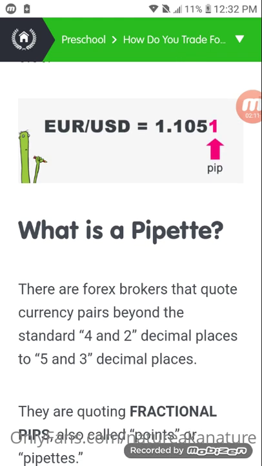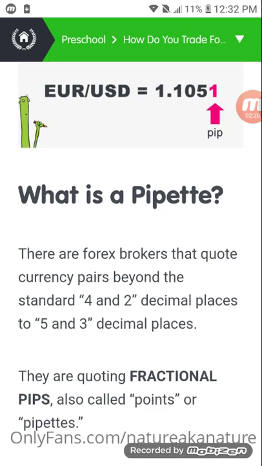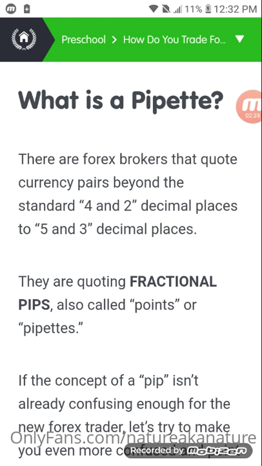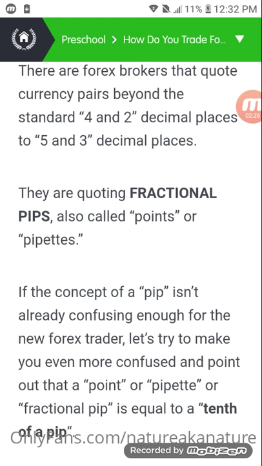So what is a pippy? There are Forex brokers that quote currency pairs beyond the standard 4 and 2 decimal places, to 5 and 3 decimal places. They are quoting fractional pips, also called points or pippies. The pippy is just the last number at the end, like a little 5 or a little 4 at the bottom. You'll see it, but that's not really important.